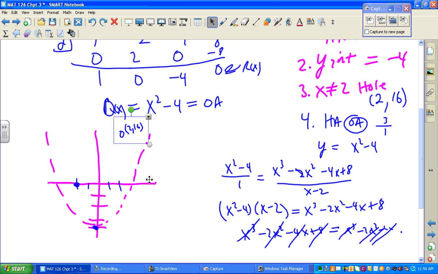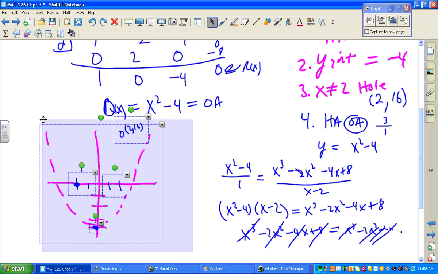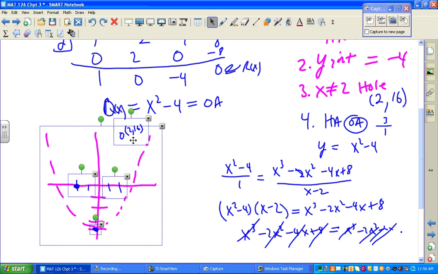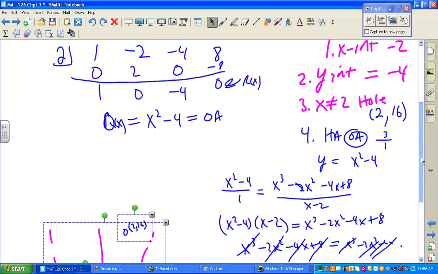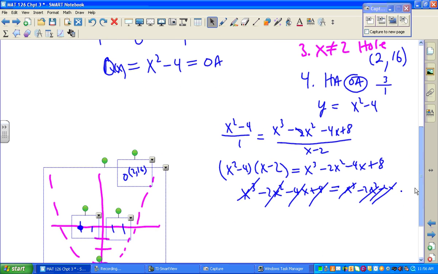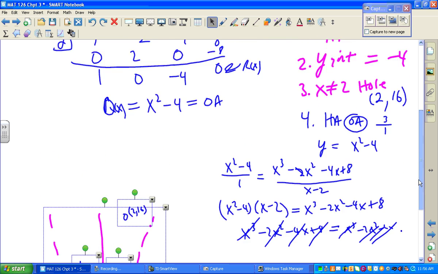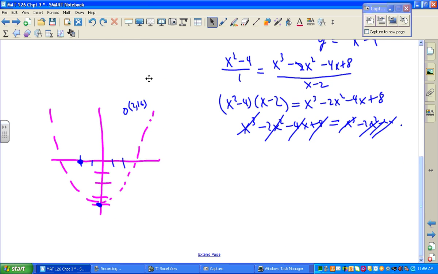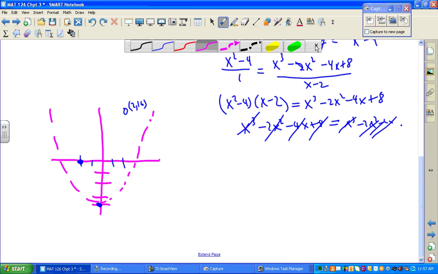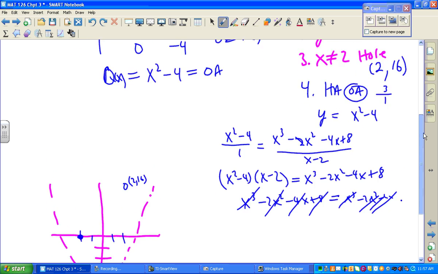Wow, this one really looks weird. I'm going to move it down so I can see exactly what's happening. I think I have all the information. X-intercept negative 2, y-intercept at negative 4, hole in the graph at 2, 16, and the oblique asymptote. Oh, there's no verticals. Okay. So, well, obviously the graph is going to come down here, go through here, and bounce, or something like that. I don't know. I say we graph it out and see what it looks like.